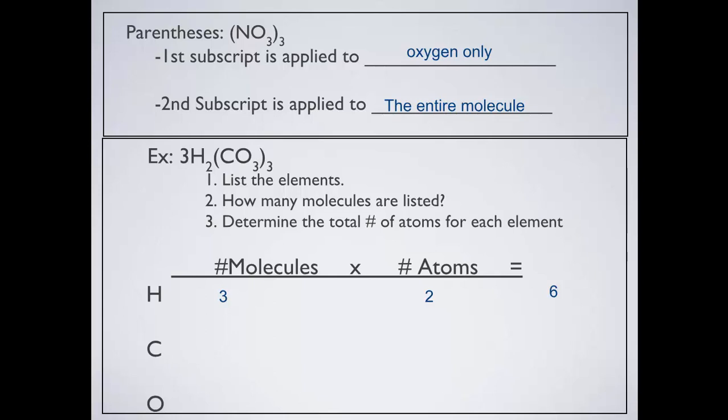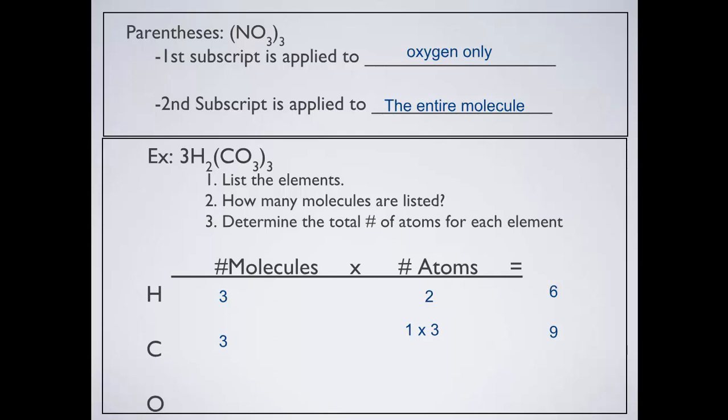This 3 goes with everything. What's its subscript? But is there another one to take into account? Yes, this 3 also goes with it. So we have to multiply by both. So how many atoms of carbon are there? 9 total.